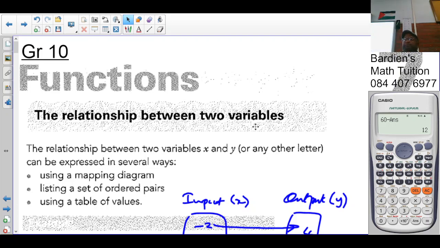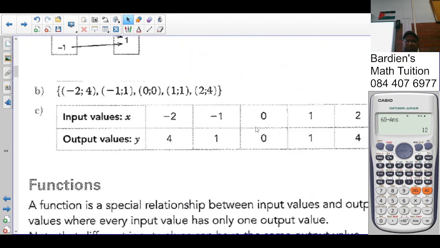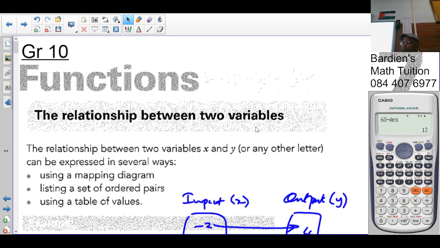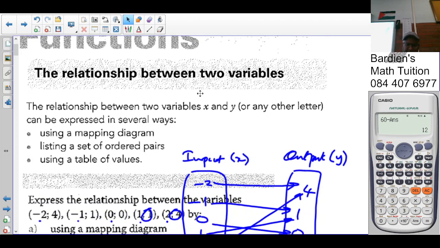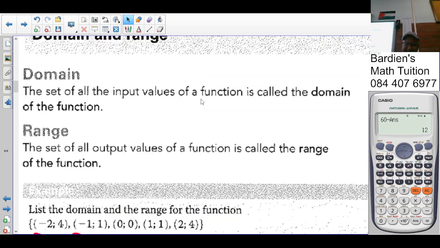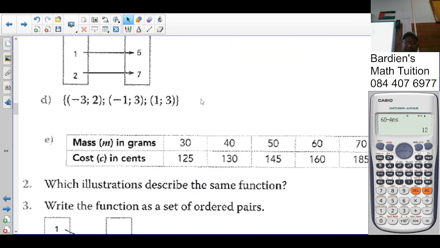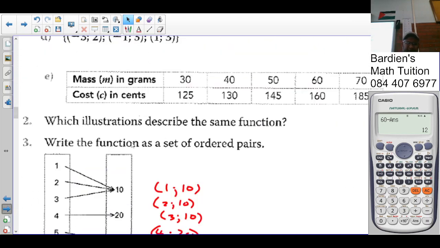Good morning, class. At this point, we're looking at functions and relations. What's this topic? Functions. Alright, the relationship between two variables. We spoke about the domain and the range. Then we spoke about sketching graphs. And then I think we started with the parabolas, the quadratic graph. Let me just check there.